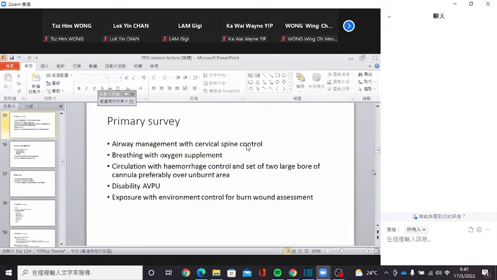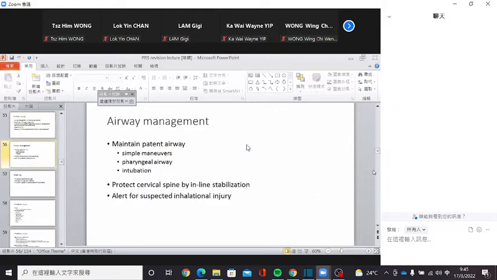So for the primary survey, airway management with C-spine control, we give oxygen supplement, check the circulation with control of hemorrhage and set up a large bore cannula, preferably over the unburnt area. Then disability, check AVPU, and exposure with environmental control, namely temperature control, for the first wound assessment.